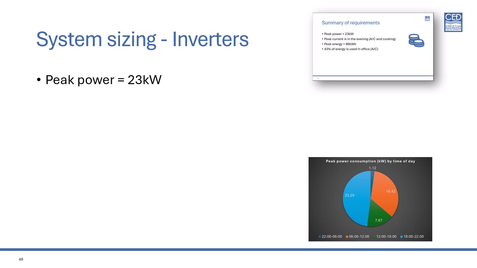Moving on to sizing of the inverters, the peak power consumption for the site is 23 kilowatts, and this occurs, as you'll see earlier, between 6 and 10 p.m. We don't want to use a single inverter that could provide a single point of failure, and so we've ended up with multiple inverters.